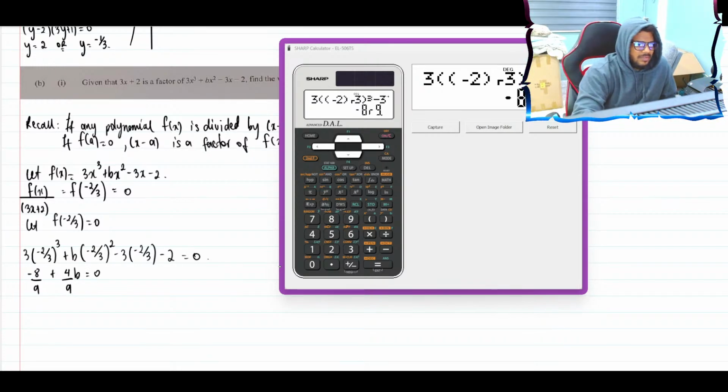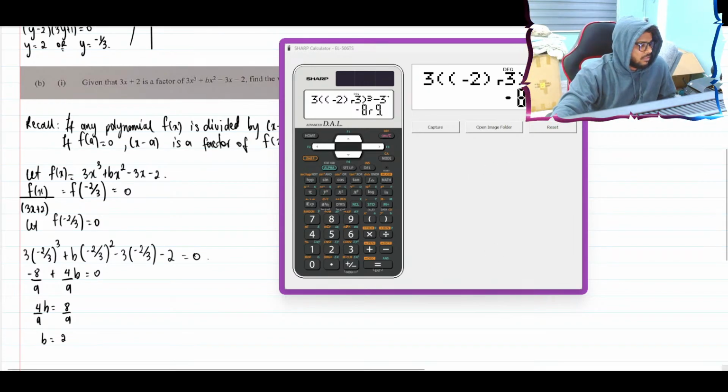Make life easy for yourself. You could do a couple things here. We could move the 8 over 9, so we get 4 over 9 b is 8 over 9. Cross multiply. If I send the 9 on top and I send the 4 below, I get 8 divided by 4. The 9s cancel and I get b is equal to 2. If you got these answers, just let me know.